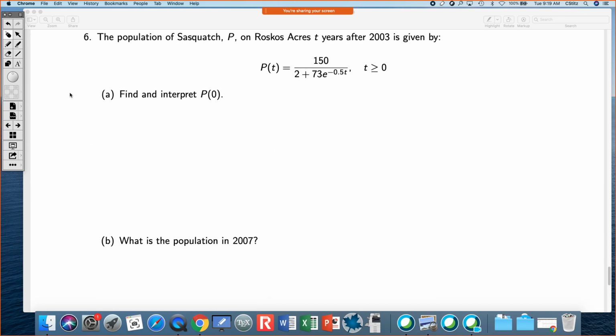Okay. So the last problem we're going to work on today is an example of what's called a logistic curve.